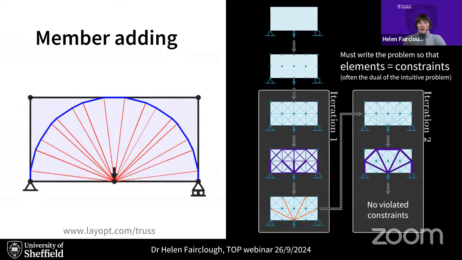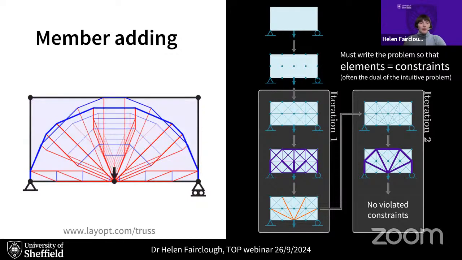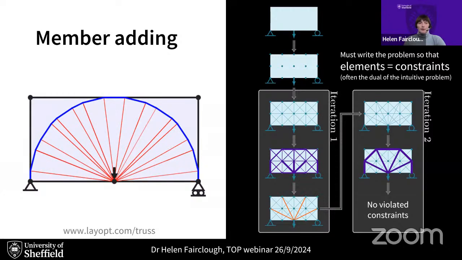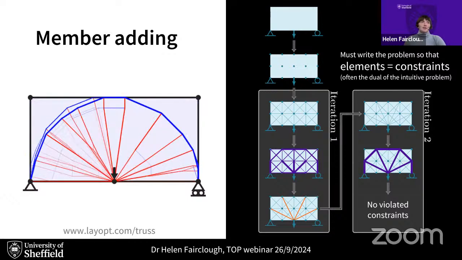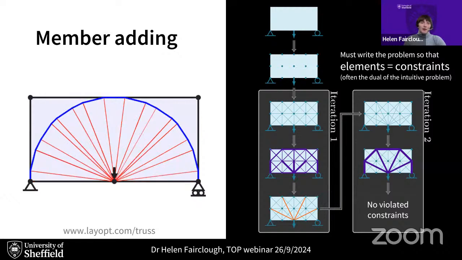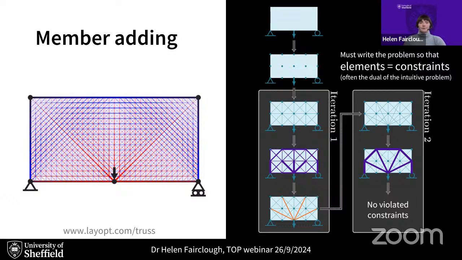And then we can apply that same idea as with the shapes. And we get a result that looks something like the one on the left, where we can go through different iterations, adding members. Actually, that result on the left is massively slowed down to show you the steps. If you go and set that up on Layopt, which is our web app, you'll see it solves in like a second or two.